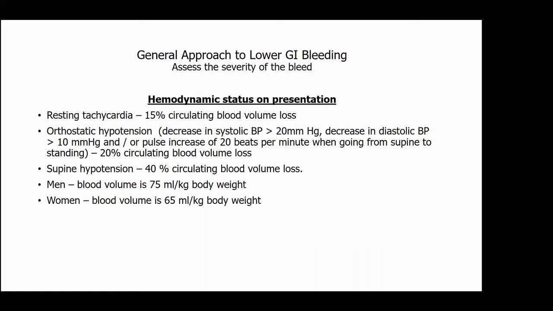Men have a blood volume of about 75 cc's per kilogram, and women have a blood volume of about 65 cc's per kilogram. So you just multiply that by their estimated volume loss, and you have the amount of fluid that you should give them.